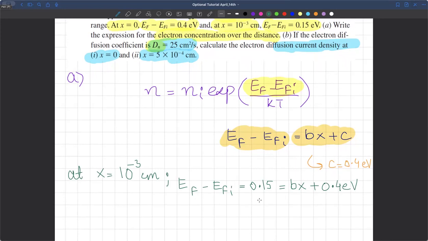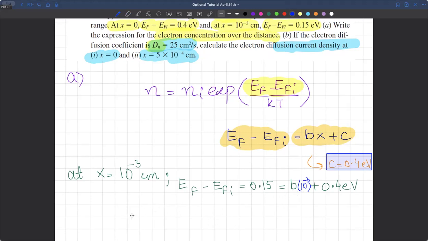Okay, what is the x value here? 10 to the power negative 3, right? So just plug in the value here. Okay, now that means you can get the value for B. You already have C, so you're going to get B, and somehow you will be able to get that linear dependence, right?